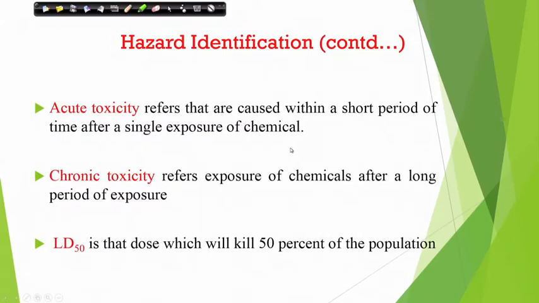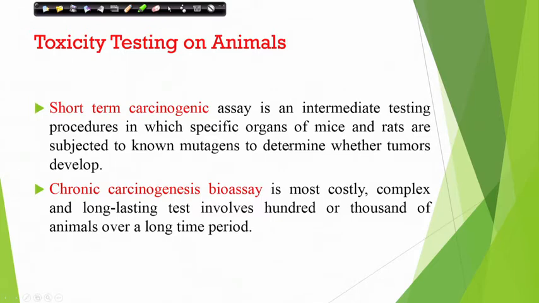Then there is acute toxicity and chronic toxicity, and you can go for LD50. Acute toxicity is a short period, chronic is a long period, so that refers to chemicals with long term exposure. LD50 is the dose at which 50% of the population is killed. We have to do all those kinds of calculations based on the data that we collect using toxicity testing on different animals, different species.